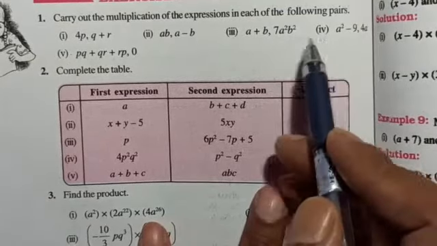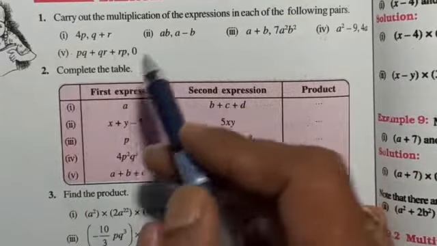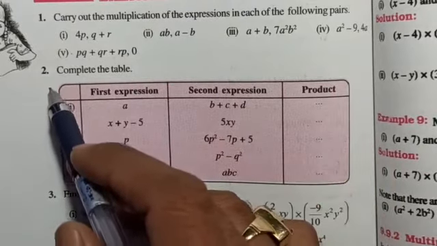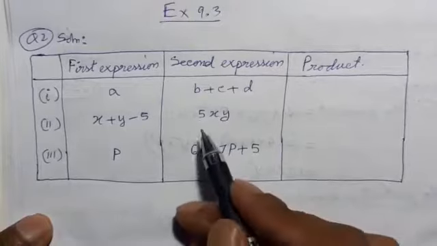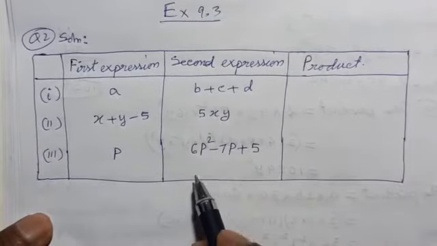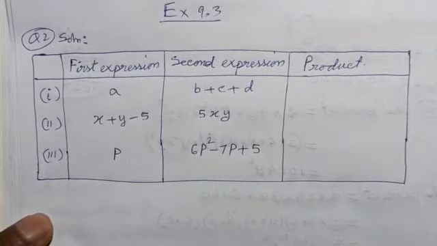Roman number 4 and 5 are same. So you try these two questions. Now let's try question number 2. Complete the table. So let us complete the table. So let us multiply this.